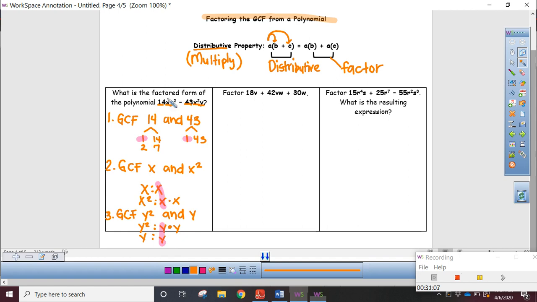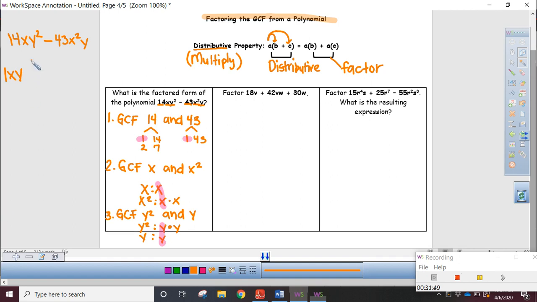I ran out of room here, so I'm going to move off and rewrite this. I have 14x y squared minus 43 x squared y. I know that they have a 1, an x, and a y in common. So I'm going to write the 1, the x, and then the y in common. They all have that in common.